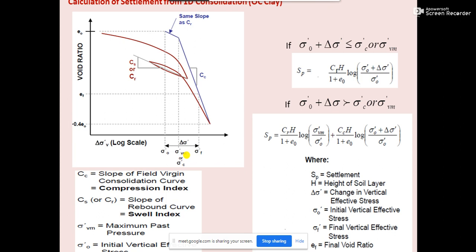This point is very important: the amount of delta P, in this case written here as delta sigma dash. There may be a case that because of the incremental stress which is coming from the column to the footing to the soil, if you add that incremental stress with this sigma naught dash, that means with the initial vertical effective stress, the sum may be lesser than this sigma Vm.